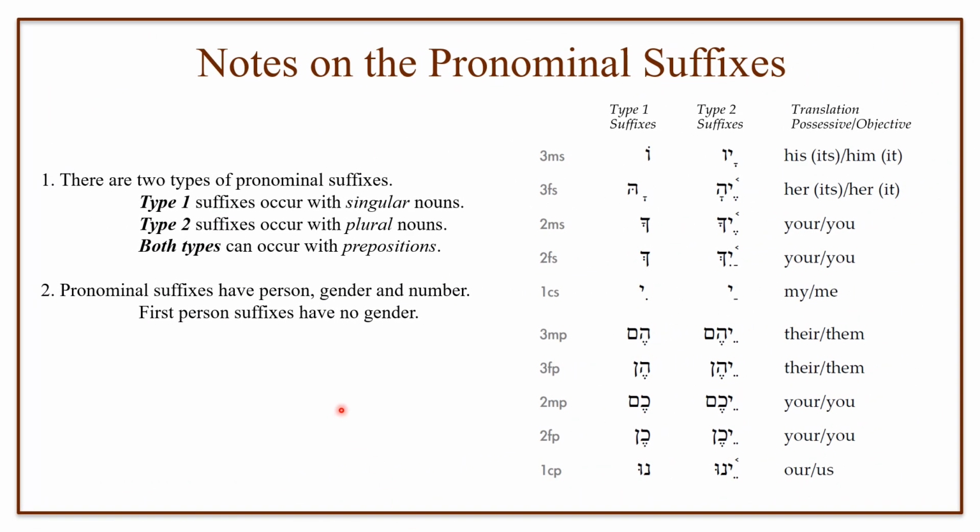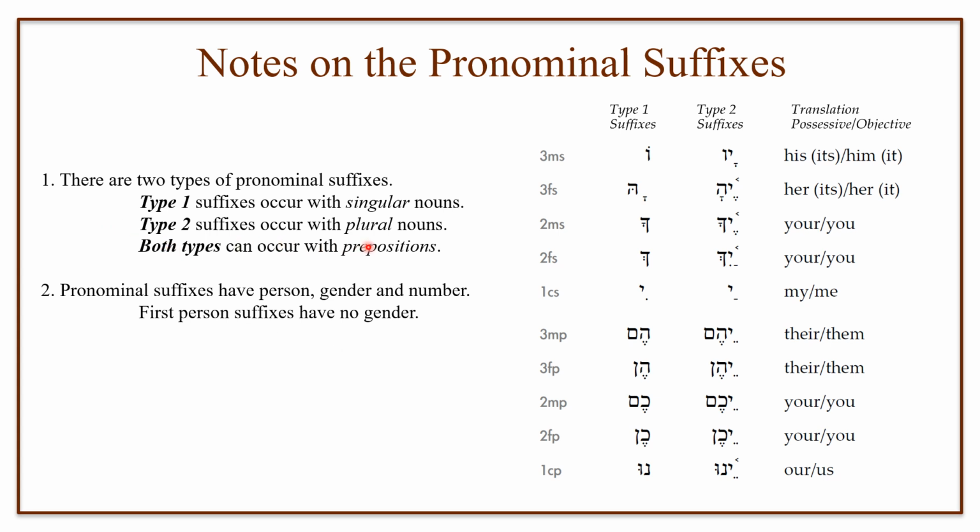So first of all, you'll notice on the chart that there are 2 types of pronominal suffixes. The type 1 suffixes are going to occur with singular nouns. So that's these right here. These will be used with singular nouns. If you're going to put a suffix on a singular noun, as like a horse rather than horses, you would use one of these endings, one of these suffixes.